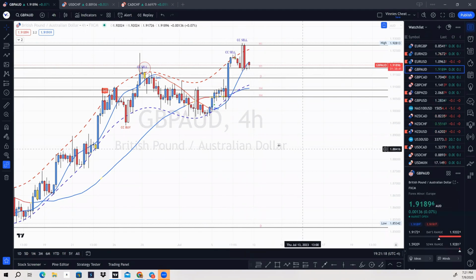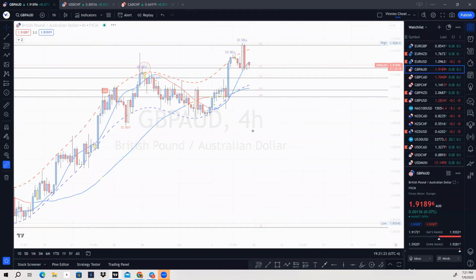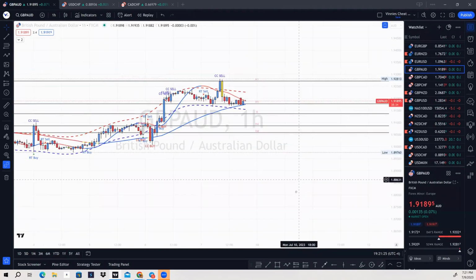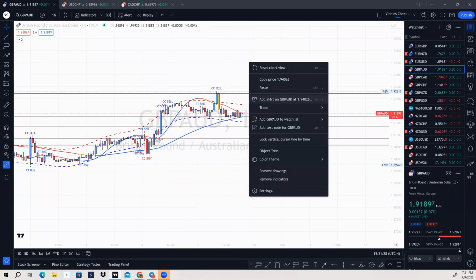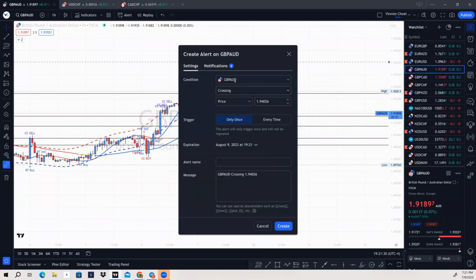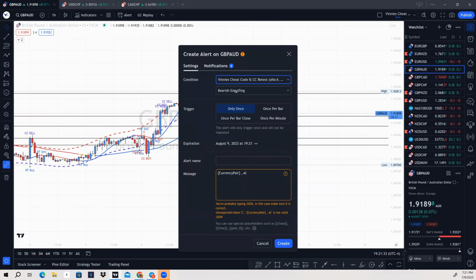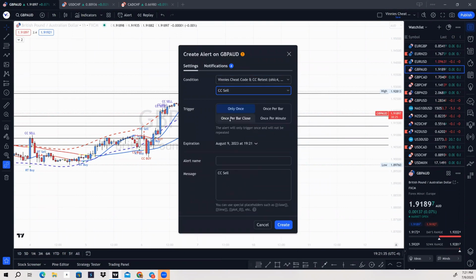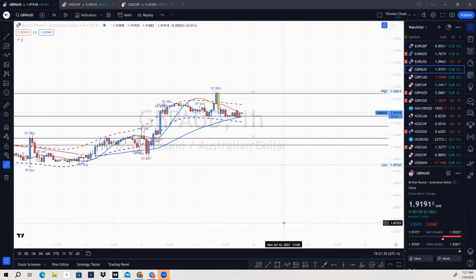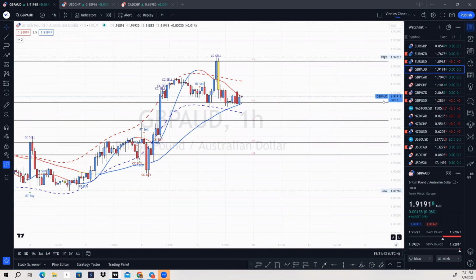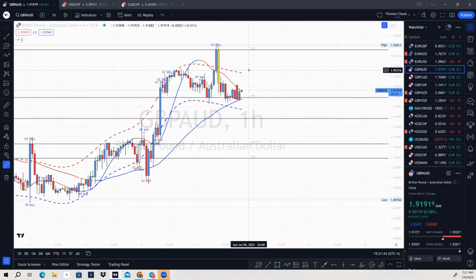Again, if you wanted to get in on this trade, go down to the 1 hour time frame. I'm going to set an alert, a CC sell alert. I'm going to left click, add alert, Vinnie's cheat code, CC sell, once per bar close. Always want to wait for the bar to close. Click create. Okay. Now, when price pulls back and goes outside of the band on a 1 hour time frame, we can look to take a sale on GBP AUD.